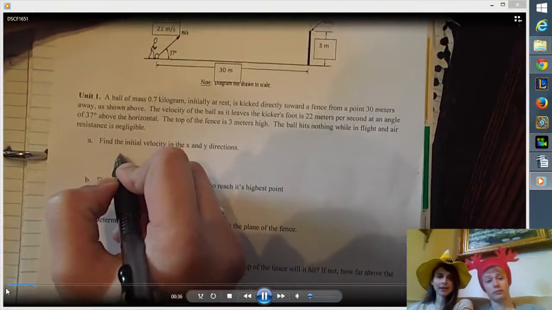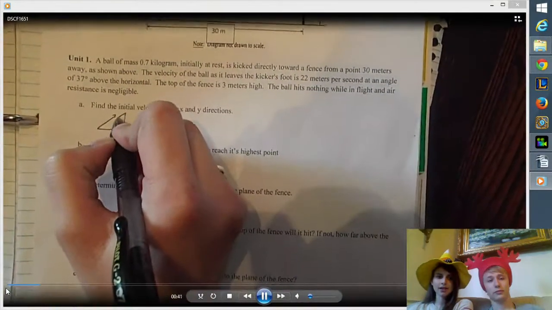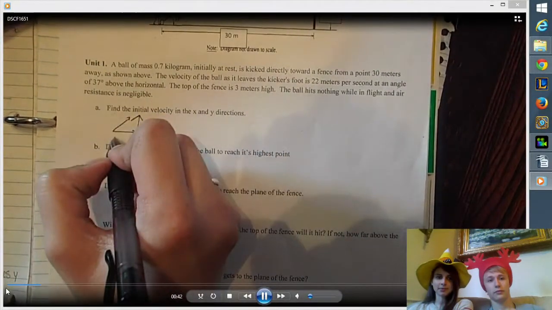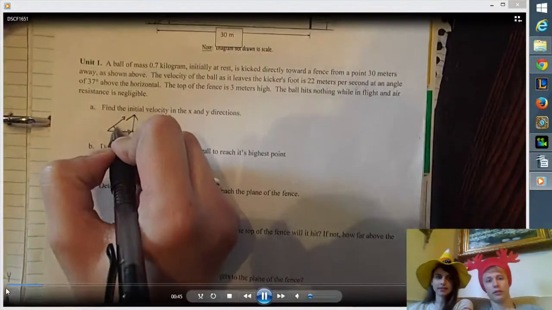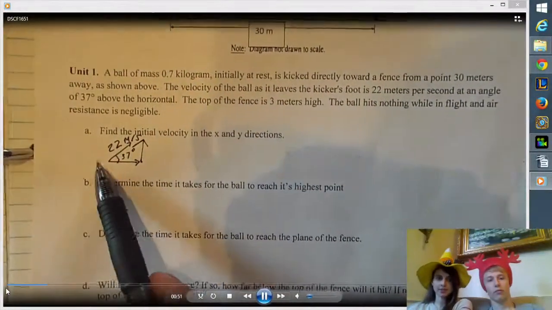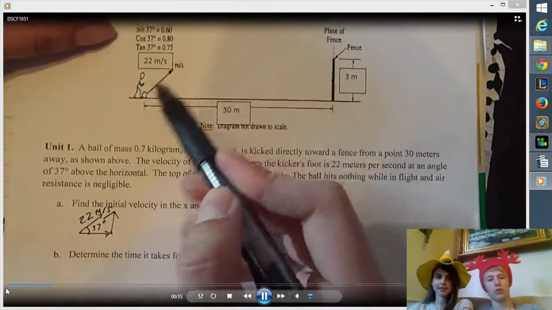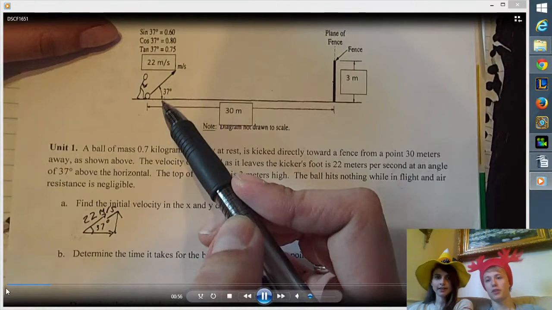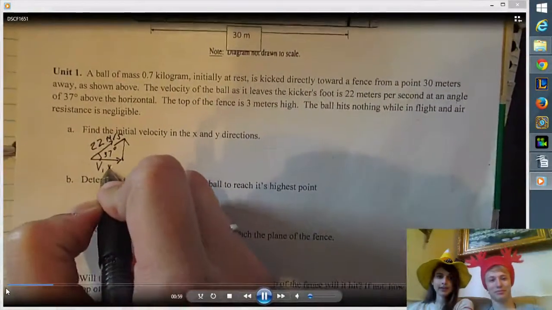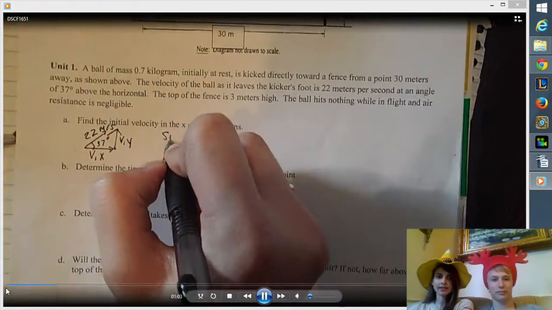So now for part A, we're going to find the initial velocity in the x and y direction. We're going to draw our little diagram of what's happening. That's the 37 degrees that the ball is going to go, and that's the velocity in the diagonal direction upwards. That is the velocity in the x direction, and that's the velocity in the y direction, because we're splitting it into the two parts.